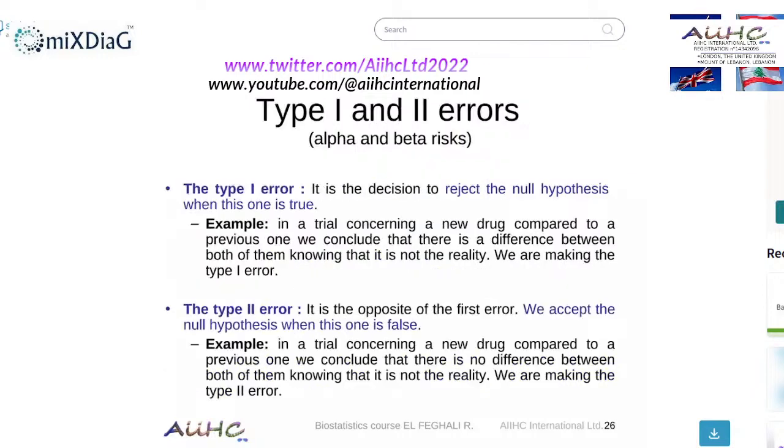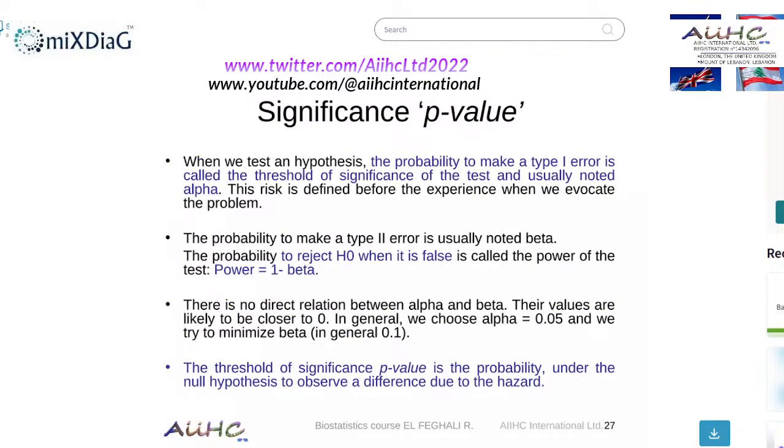P-value. So here you calculate the power effect of a statistical study by using type 1 and type 2 error, or alpha and beta, and we see this here: power, beta, significance, p-value. So when we test our hypothesis, the probability to make a type 1 error is called threshold of significance of the test, and usually noted alpha. So it's alpha, and beta. And the power of a study is 1 minus beta. The probability to reject H0 when it's false is called the power of the test.